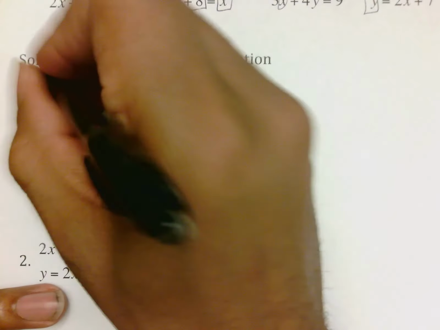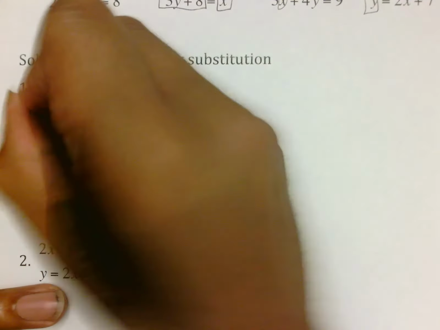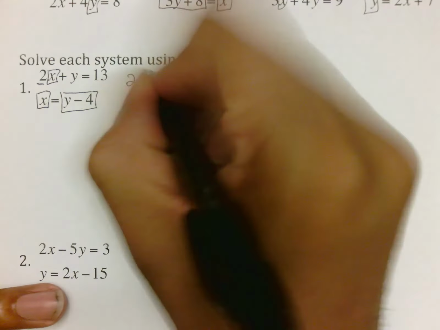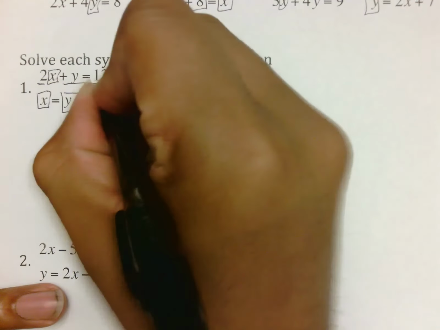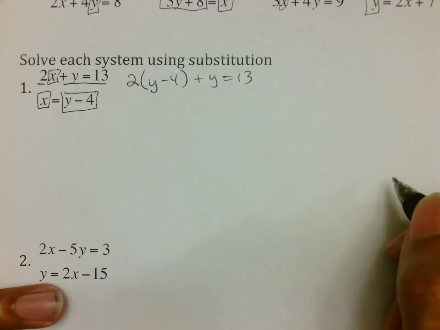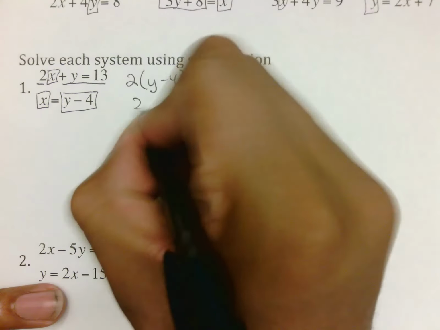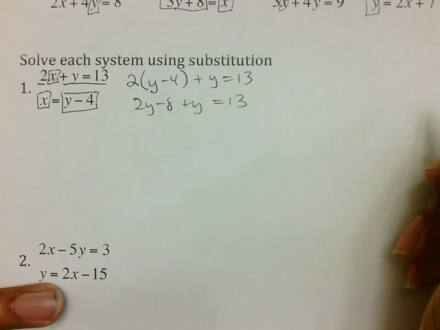Again, substitution means identify a variable as by itself, identify what that variable is equal to, and then plug it into the other one. So we write everything in front of that box, which is a 2. We trade out our x for y minus 4, and then we write everything behind the box, which is plus y equals 13. We then distribute, which makes 2y minus 8 plus y equals 13.